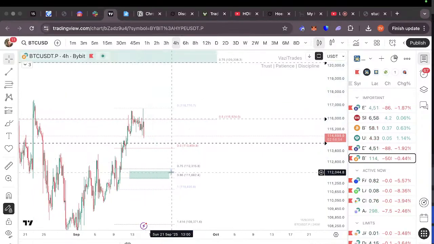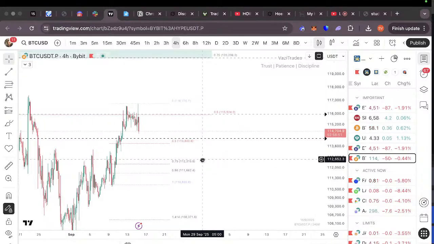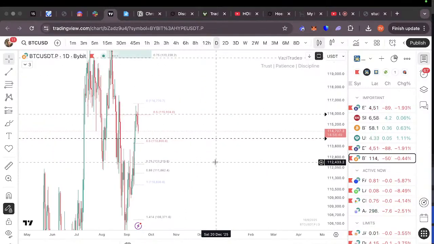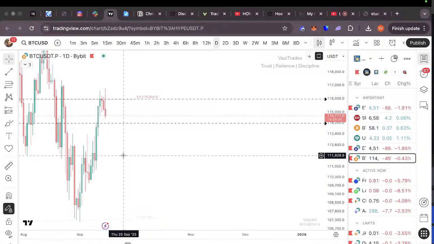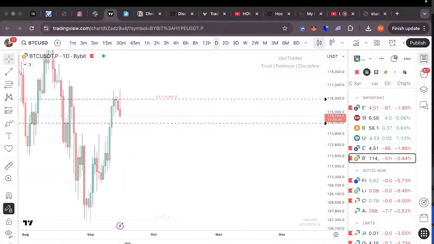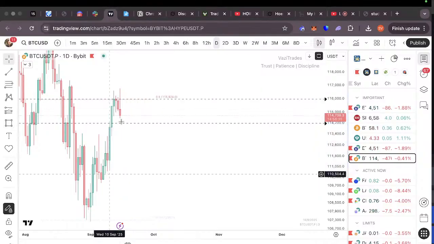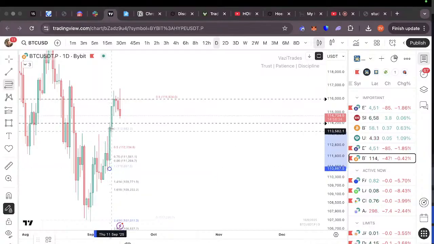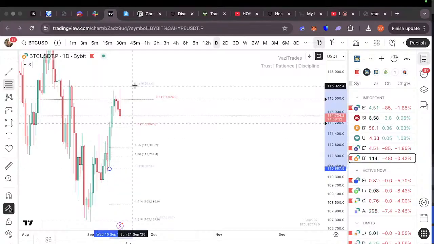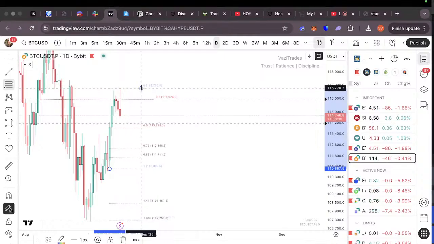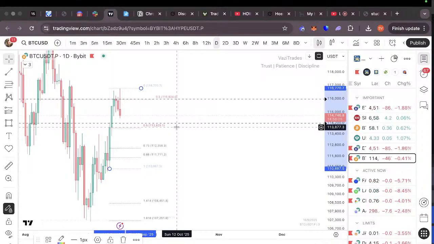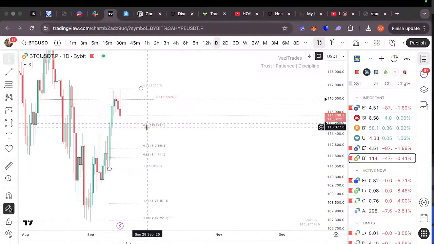Let me clean up everything. So I will go to daily first of all. And look, we have this bullish momentum, this bullish move. So I will be taking this whole move and I will put Fibonacci from this first green candle to this top. The top that was at 116,770, and it will give us a 0.5, 0.75, 0.86 levels.